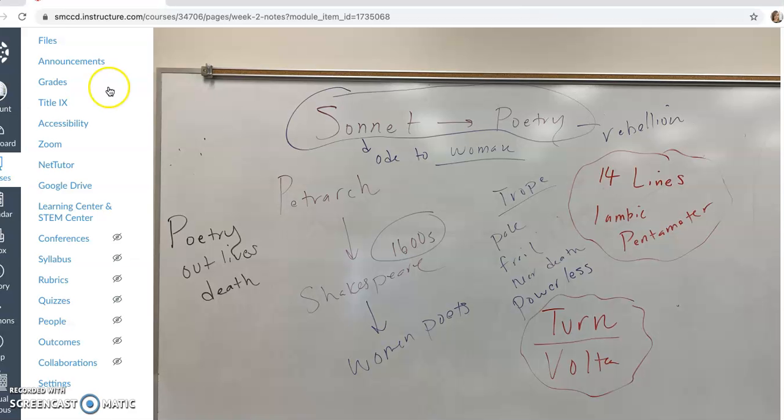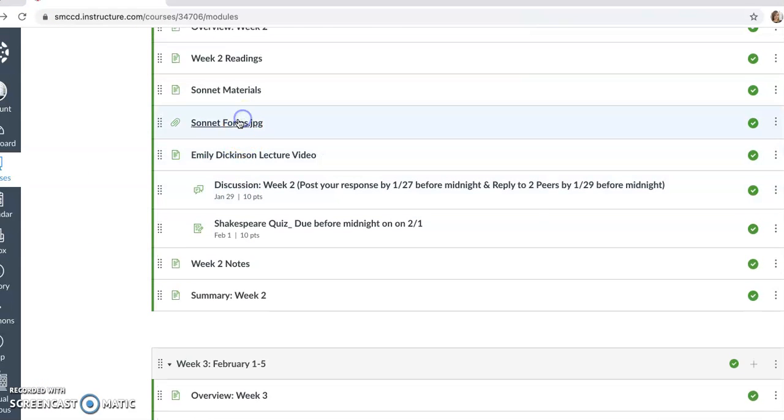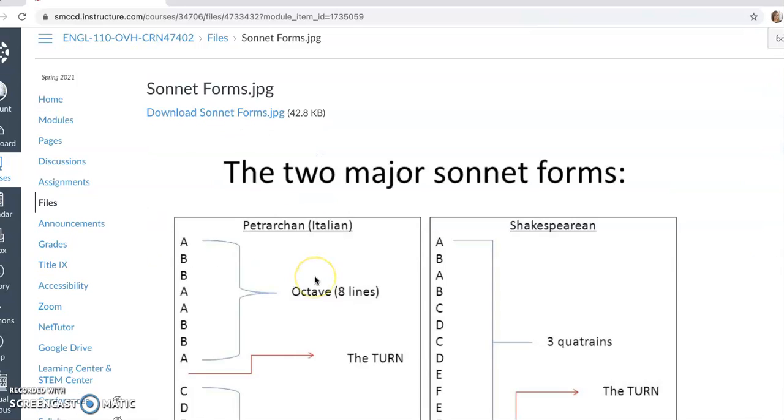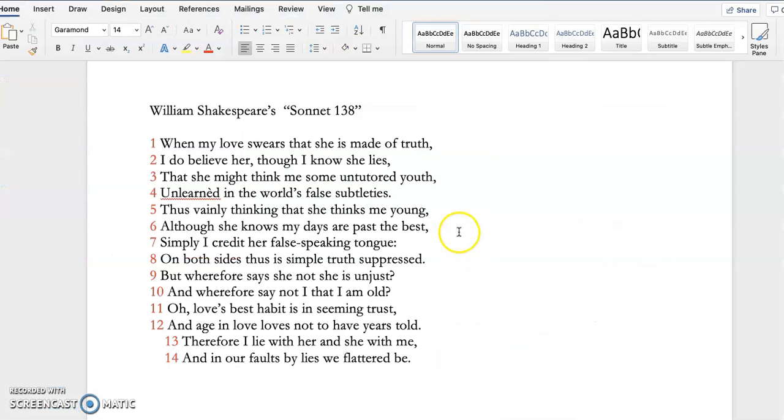Now, when we get to the rhyming, that's where it becomes a little bit tricky. I just want to pull your attention back really quick to the sonnet forms worksheet. You see how there's this A, B, A, B, C, D, and so on? What this means is that these are all end rhymes. Okay, so I'm going to go back to Shakespeare really quick. When you're talking about end rhymes, it's always the last word in the line. So I'm going to do it with you.